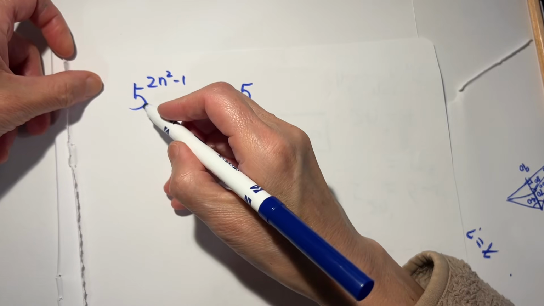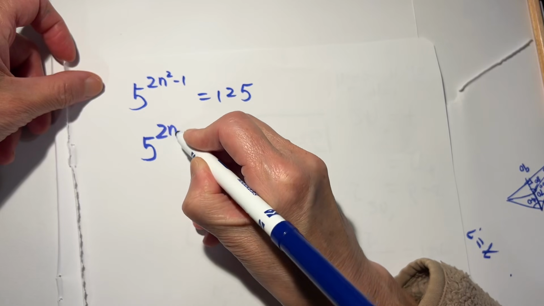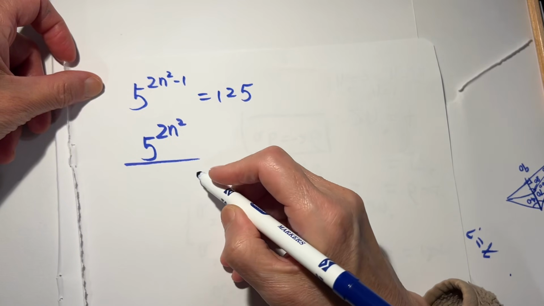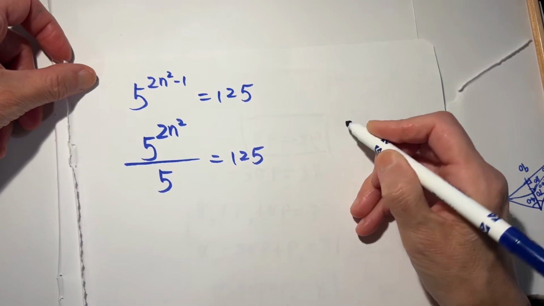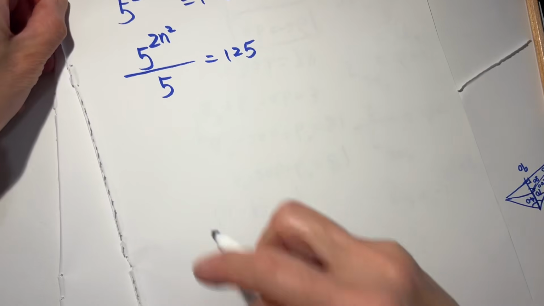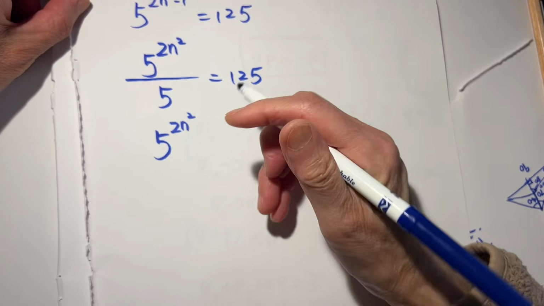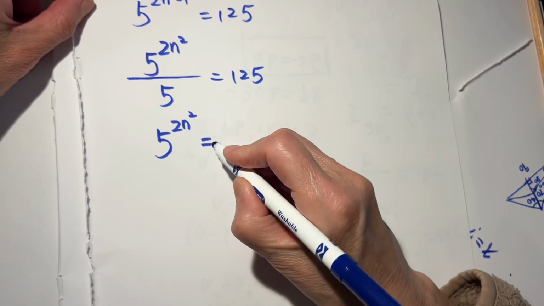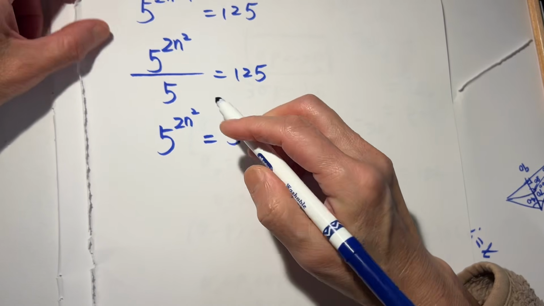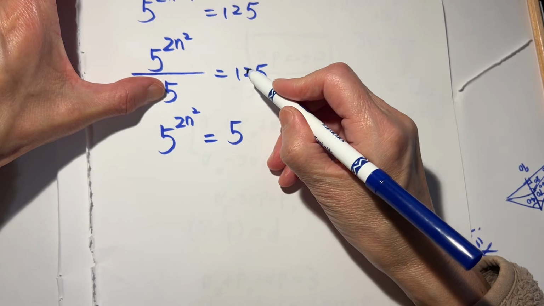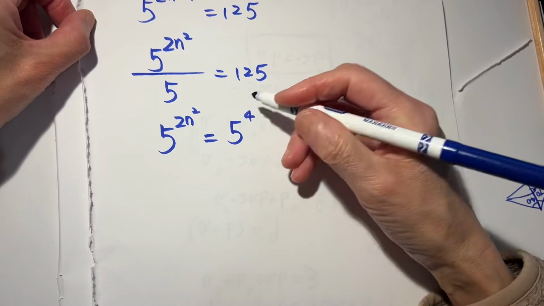So we can do like this. 5 to the power of 2n squared divided by 5 equal to 125. Right? So 5 to the 2n squared equal to 625. This is 5 to the power of 1. This is 5 to the power of 3. So total 5 to the power of 4.